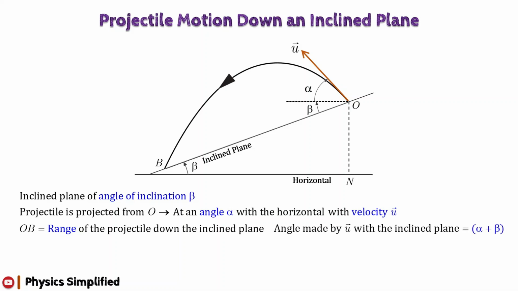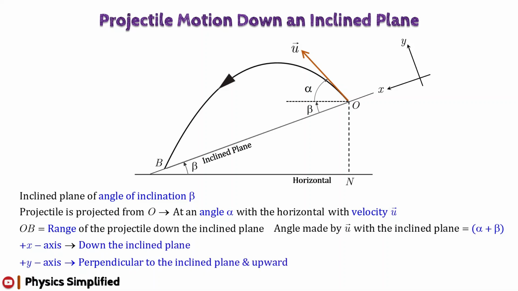Considering the point O as the origin of a two-dimensional coordinate system, we consider the positive x-axis along the inclined plane and down the incline, while the positive y-axis is considered perpendicular to the inclined plane in the upward direction. We know that the acceleration due to gravity always acts vertically downward. Then, initial velocity u and acceleration due to gravity g can be resolved into two components each, one along the incline, and the other perpendicular to the incline.